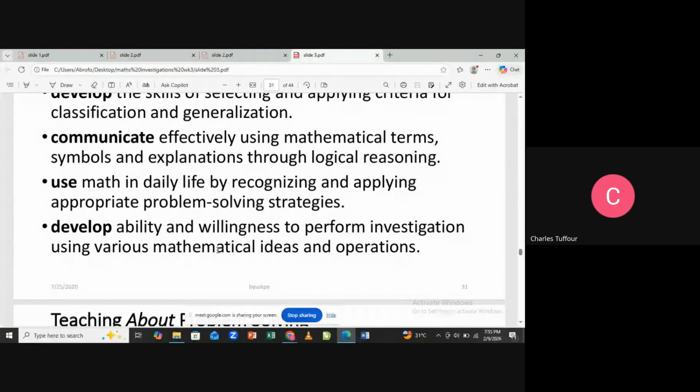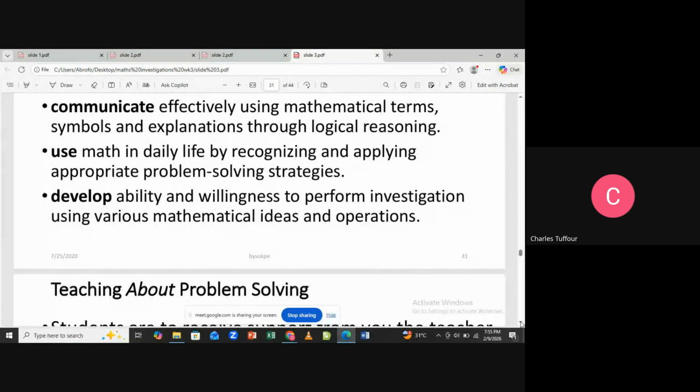Develop ability and willingness to perform investigations using various mathematical ideas and operations. When they are deducing their own formula, they will be able to develop so many ideas about the problem.